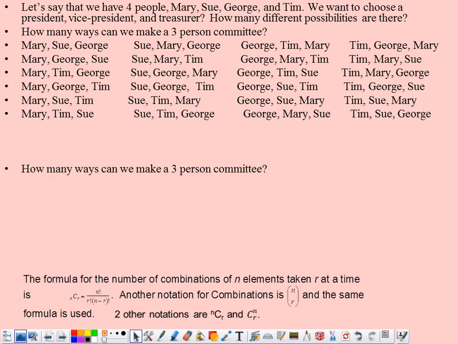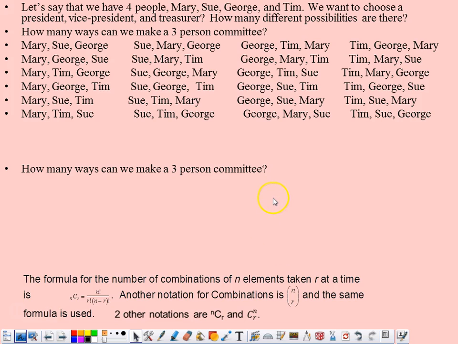And we also want to know how many different ways we can make a 3-person committee. So yes, I actually typed out all the different ways you can make a 3-person committee. Actually, I didn't type out all the ways you can make a 3-person committee. What did I type out? Perfect. Thank you. Carl is saving me. I typed out all the ways they could have different offices. Okay, president, vice president, treasurer. In fact, if it was 3-person committees, I'd have a lot less choices.